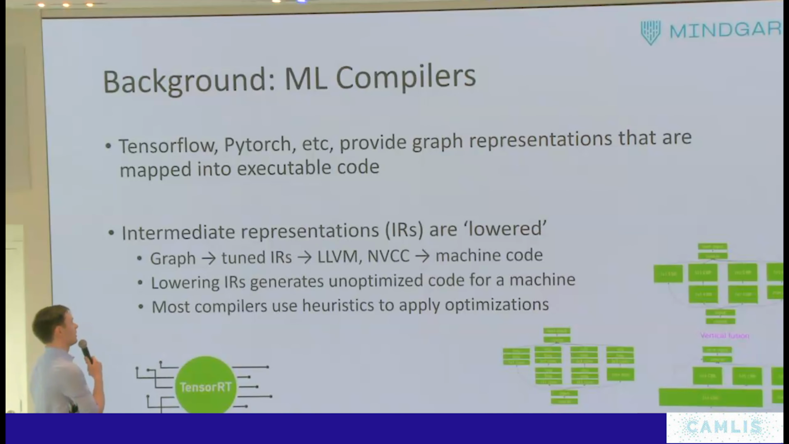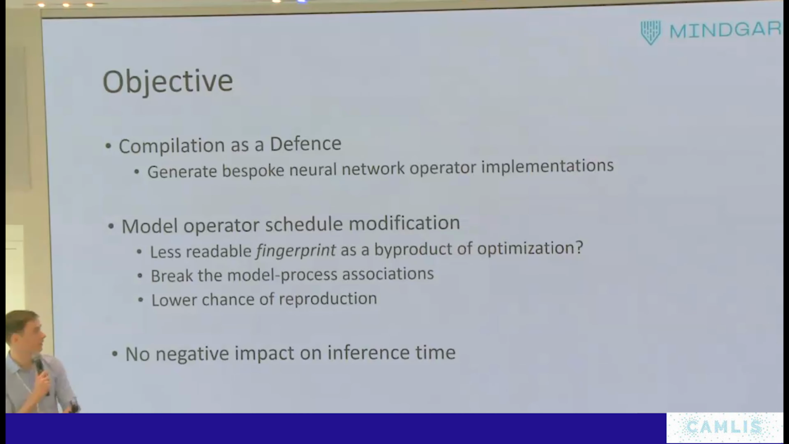Typically, with compilers, you have intermediate representations that are lowered to lower levels. So in the case of machine learning, you go from your nice graph that you write in TensorFlow, that's pushed down to a tuned intermediate representation. That's pushed down again into LLVM or NVCC, and that's pushed down again eventually into machine code that runs as a kernel on your GPU. And when you lower the intermediate representations, your code becomes less optimized unless there are optimization stages put in. Unless you put optimizations in, your code will run worse every time you lower an intermediate representation.